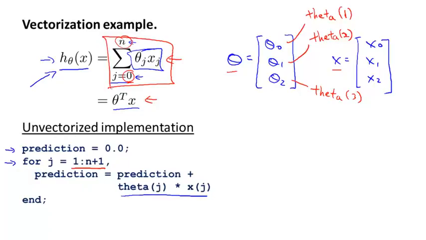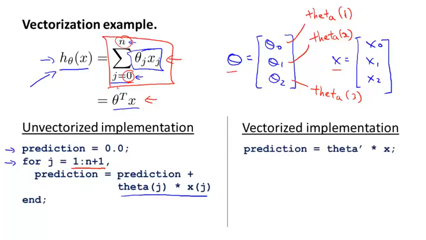In contrast, here's how you would write a vectorized implementation: you would think of x and theta as vectors, and you just set prediction equals theta transpose times x. You're just computing it like so. Instead of writing all these lines of code with a for loop, you just have one line of code, and what this line of code on the right will do is use Octave's highly optimized numerical linear algebra routines to compute this inner product between the two vectors, theta and x. Not only is the vectorized implementation simpler, it will also run much more efficiently.